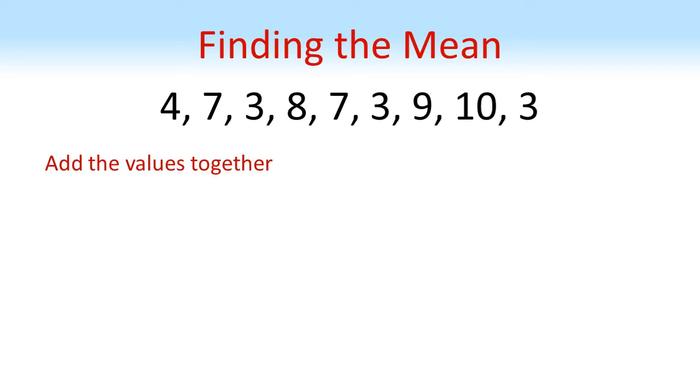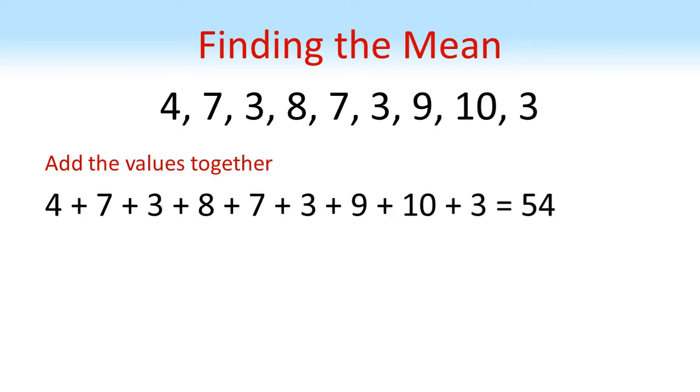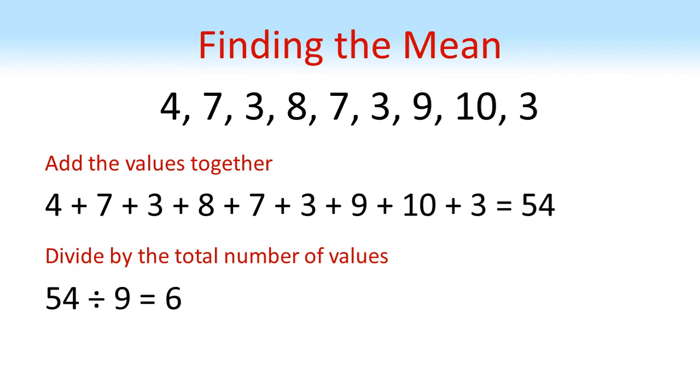So, to start this off, we're going to add our values together. So 4 plus 7 plus 3, etc., giving us a total of 54. We then need to divide this total by the total number of values. So we've got 9 numbers in our list. So we're going to do 54 divided by 9, which gives us a mean of 6.